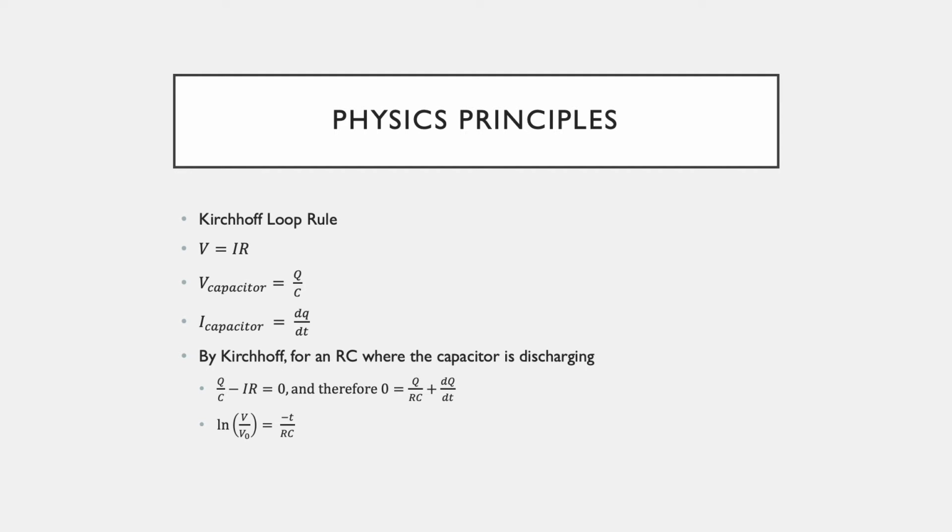This is a differential equation, and it can be shown that this is equal to the equation natural logarithm of voltage over initial voltage is equal to negative time over RC, where RC is resistance times capacitance. I say this can be shown. I will leave the proof as an exercise for the grader.